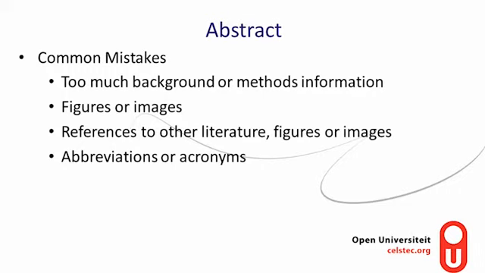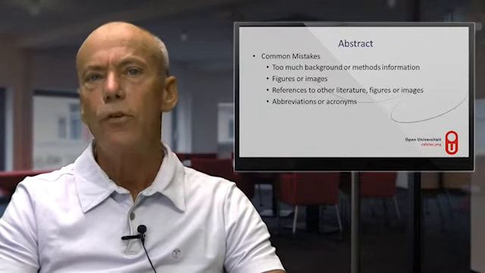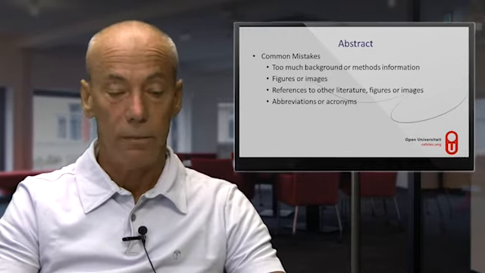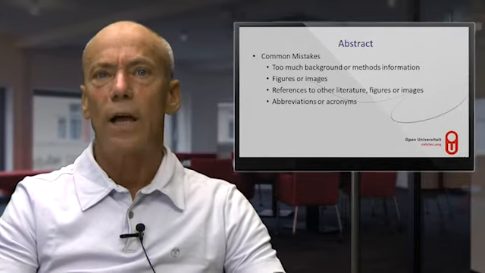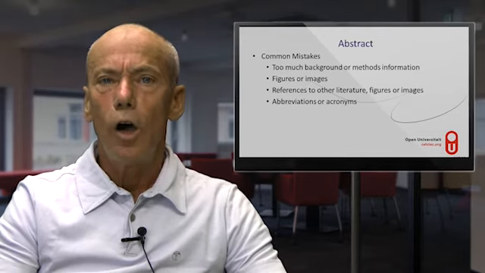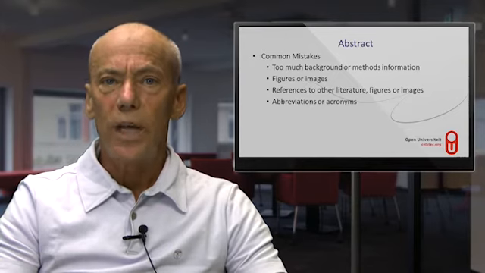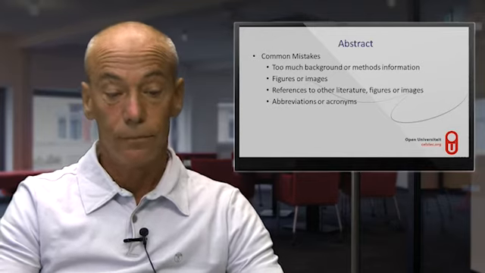The second is that people try to put figures or images into the abstract. That might be good for a web-based article, but for a paper-based article, that's not the best idea. Also, you see some people putting references to other literature, figures, or images. As I said, it has to stand alone. An abstract doesn't have a reference section or a bibliography attached to it. So you can't give a reference there because no one can find where the reference is.